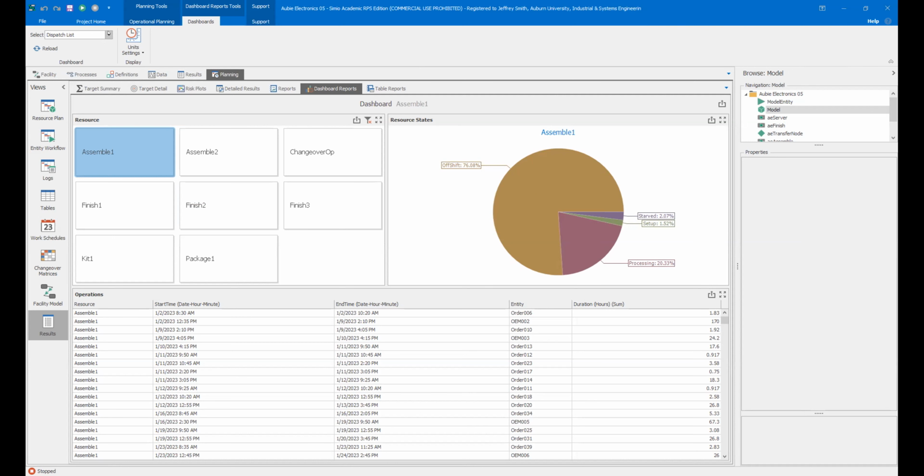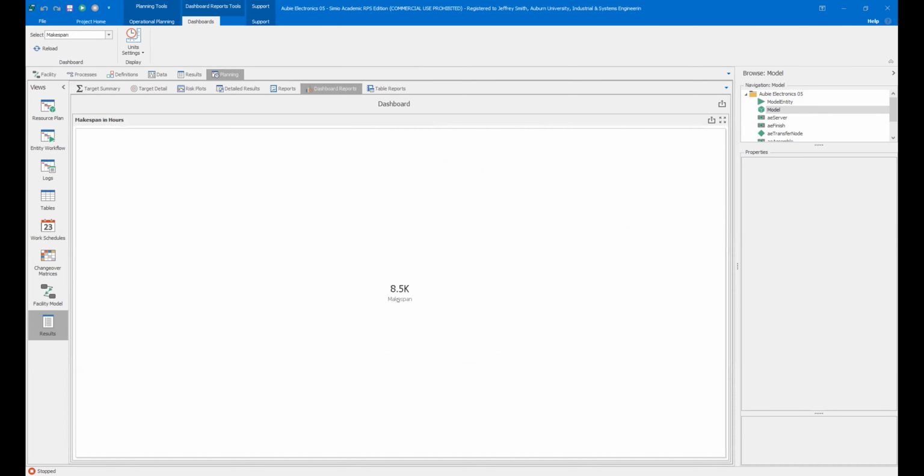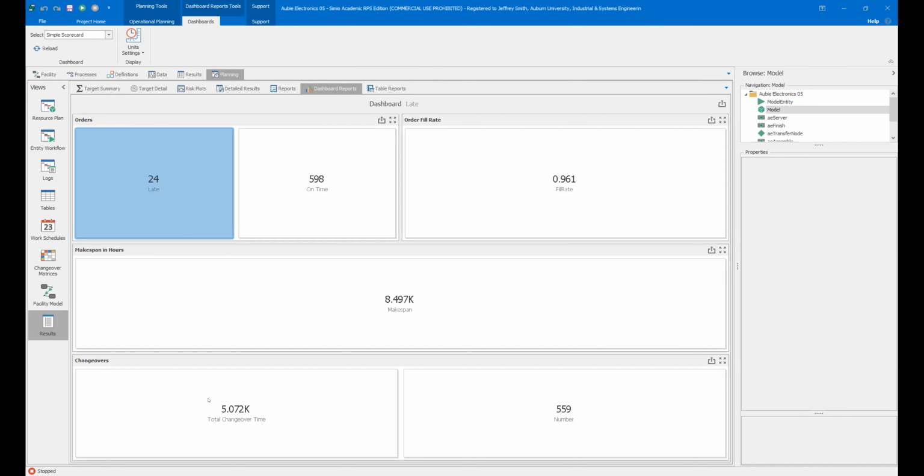Similarly, if you look at one of the other dashboards, the make span, for example, includes the total time, start to end, and it also includes all of that off shift time. Whether that is what you consider make span, or whether you consider make span as the total amount of work time, is a matter of interpretation. And then lastly, if we look at our simple scorecard, this total changeover time is the same thing, right? We have 559 changeovers in this run, 5,000 total changeover time hours.